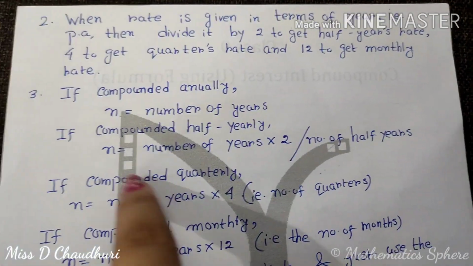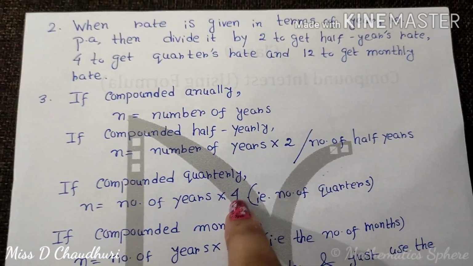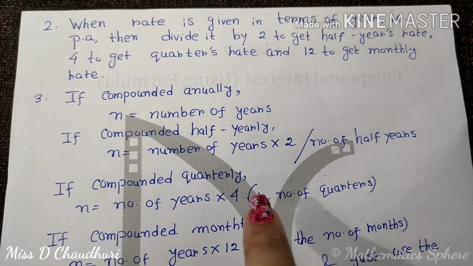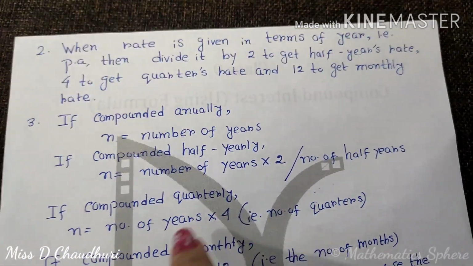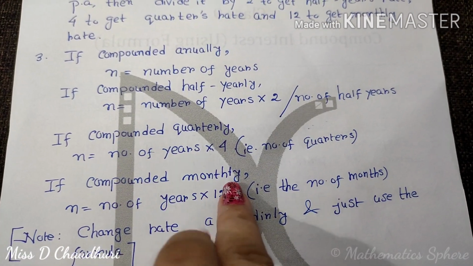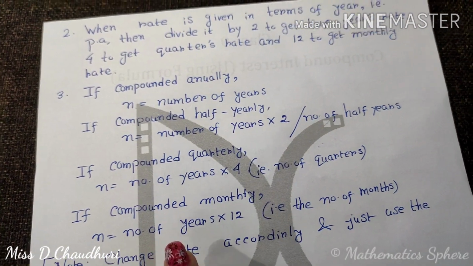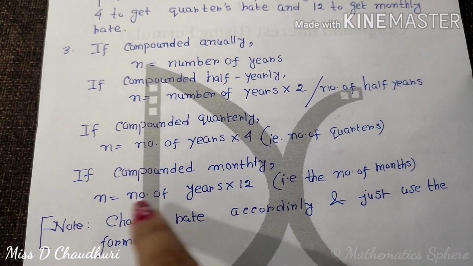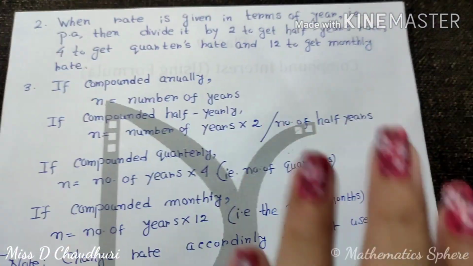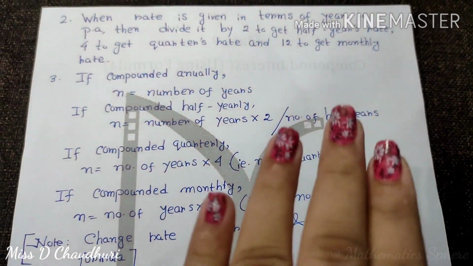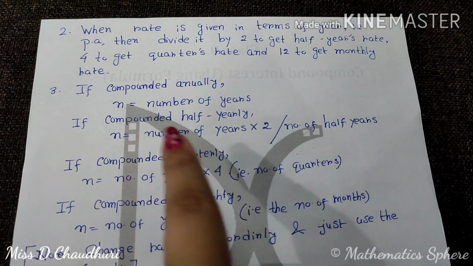Now if they tell you the compound is done quarterly, then you multiply by 4, because a quarter means 3 months, so in a year there are 4 sets of 3 months. So you multiply it by 4. And if it is said that the compound is done monthly, then you multiply by 12. You know that in a year there are 12 months, so if 1 year is given, you will take n as 12. If 2 years is given, you will take n as 2 into 12, that is 24, and so on. Accordingly, you will have to adjust the rate and number of terms as per the question.